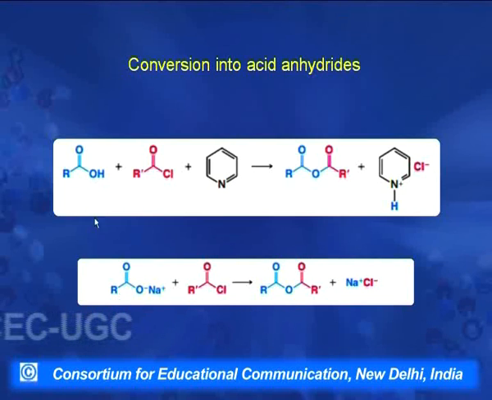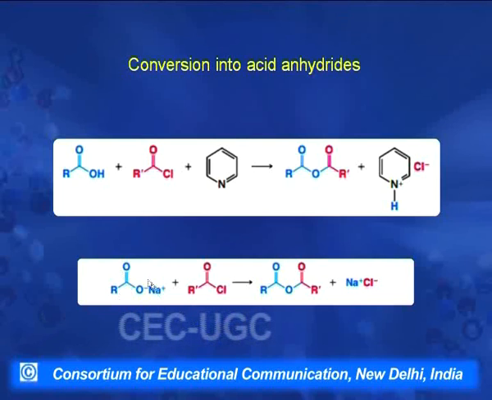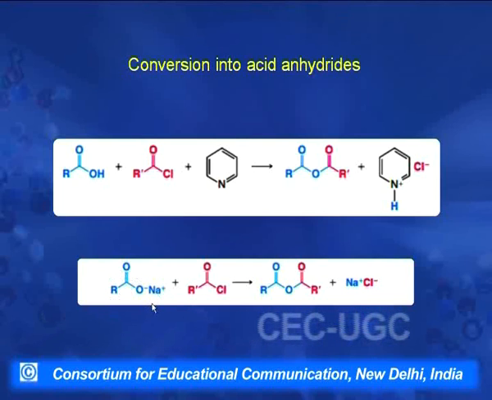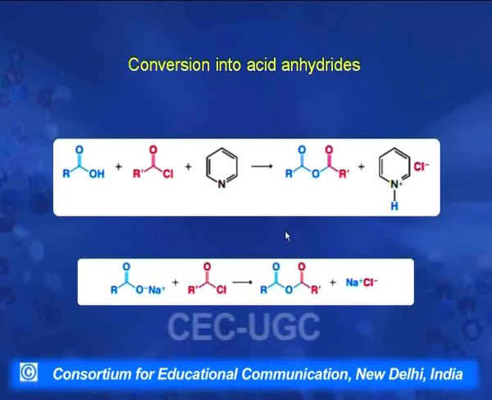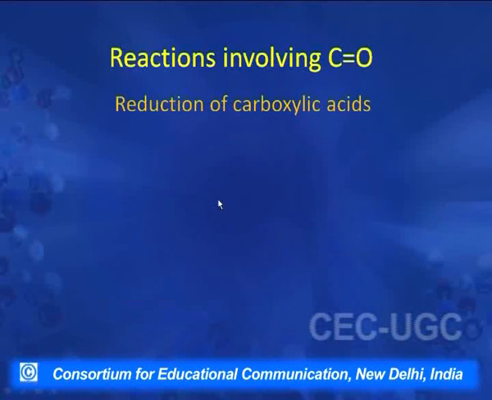Then H of an acid can be displaced first as a sodium salt on treatment with some alkali and then treated with some acid chloride, then NaCl is separated down on mixing and we will get anhydride. So, these are other methods by which acids can be converted into anhydrides.